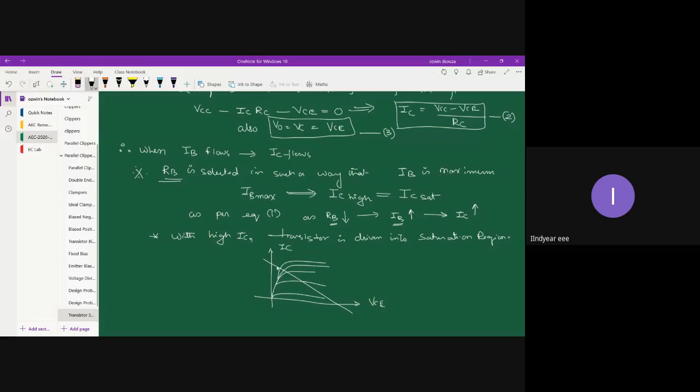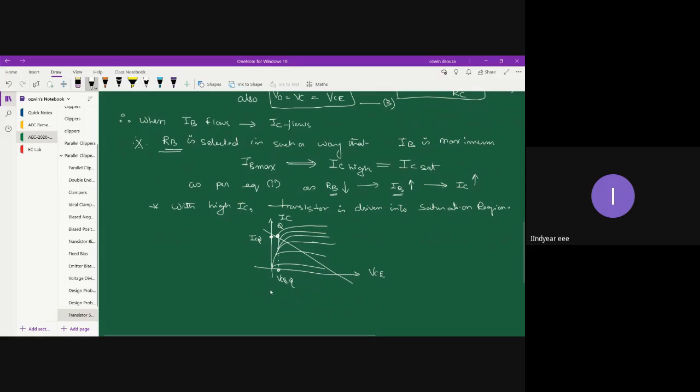Okay, so in the saturation region, let's say this is my final graph. If I were to take out the coordinates of the Q point, this is my ICQ, and this is going to be my VCEQ. Now in the saturation region, your VCEQ point is very close to 0 volts. So this VCEQ can be approximately written as 0 volts.